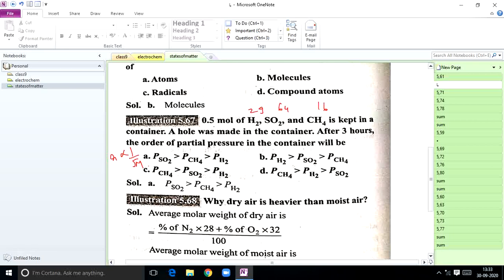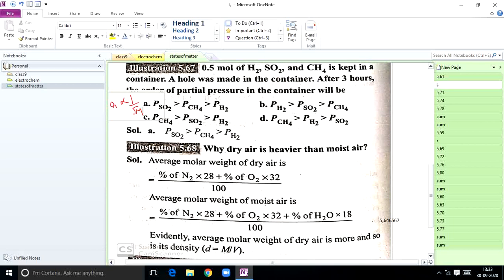So if they diffuse fast, their percentage component of that particular gas will become less. So sulfur dioxide having more molecular weight, its rate of diffusion will be less. If its rate of diffusion from the whole is less, it means more percentage of sulfur dioxide is present in the container. So from this you can take PSO2 greater than partial pressure of methane greater than partial pressure of hydrogen.